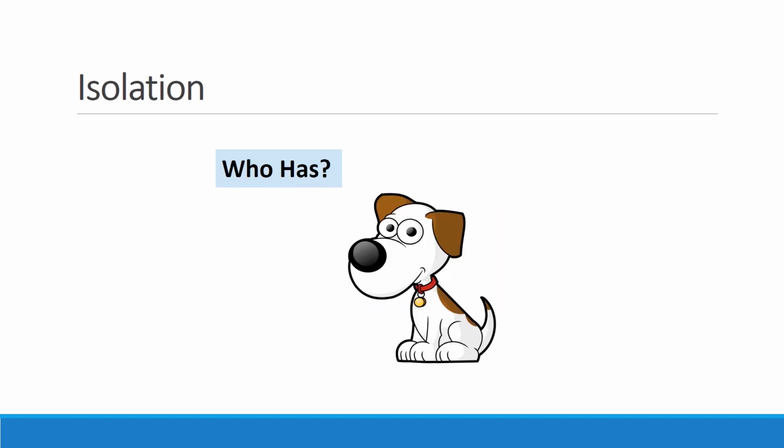A fun activity to do with students is to give them each a picture card or a real object. Call out clues and have students identify who has the object or picture. For example, who has the picture that begins with D and ends with G? The student with the dog picture could shout out the word dog.